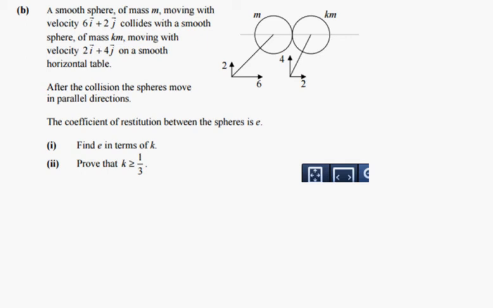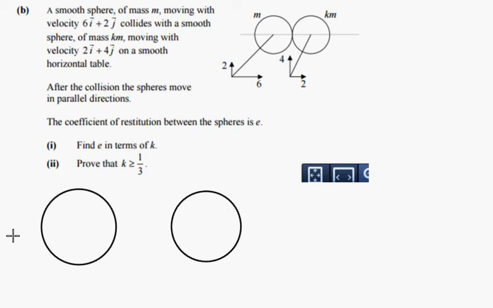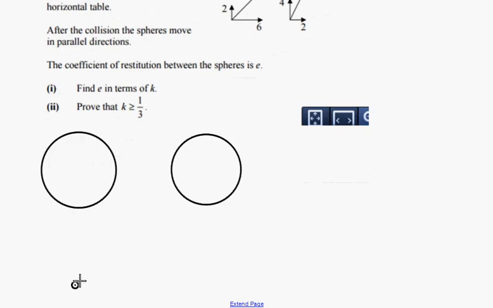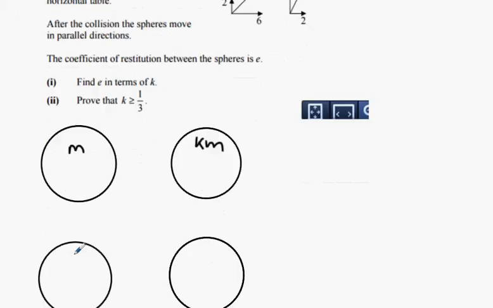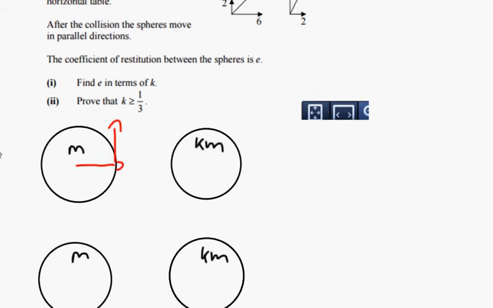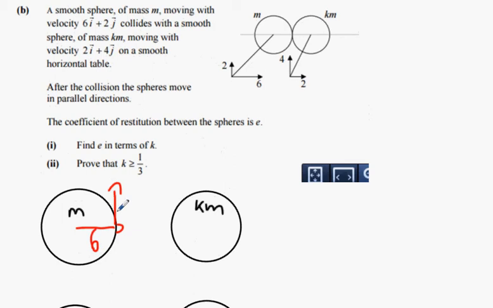Before and after picture again. Then we go down. After picture. Are they both equal mass? No, they're not. m and km. Next thing, draw their speeds in. This one's going 6 across, 2 up. The other one has an initial velocity of 2 across and 4 up.